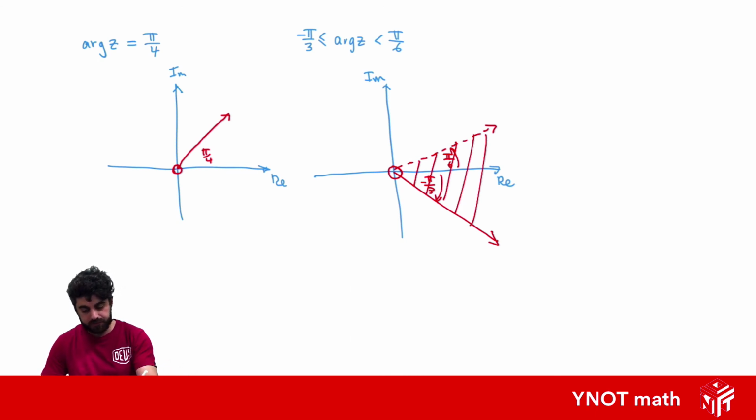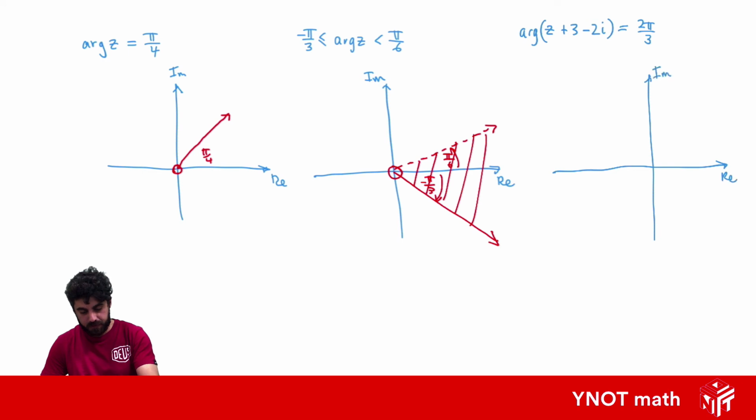All right, one more example. We're looking at the argument of z plus 3 minus 2i equals 2 pi on 3. So we'll draw our real and imaginary axis in. And the best way to think about ones in this form is we could rewrite it as the argument of z minus, we just factorize out a minus, and we get minus 3 plus 2i equals 2 pi on 3.